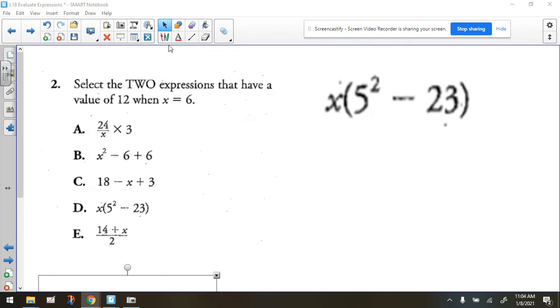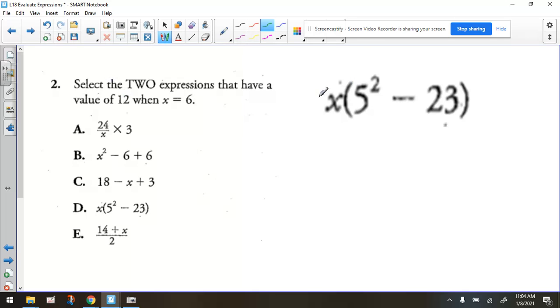The directions say, select two expressions that have a value of 12 when x equals 6. So I thought what I would do, because it's probably a good idea that you go through each of the letter choices, is go over one of the ones that I think is a little bit more difficult to evaluate, and that's letter choice D. Perhaps just going over this one will give you a little more confidence on how to do some of the other ones that I'm not going to have time to show you.